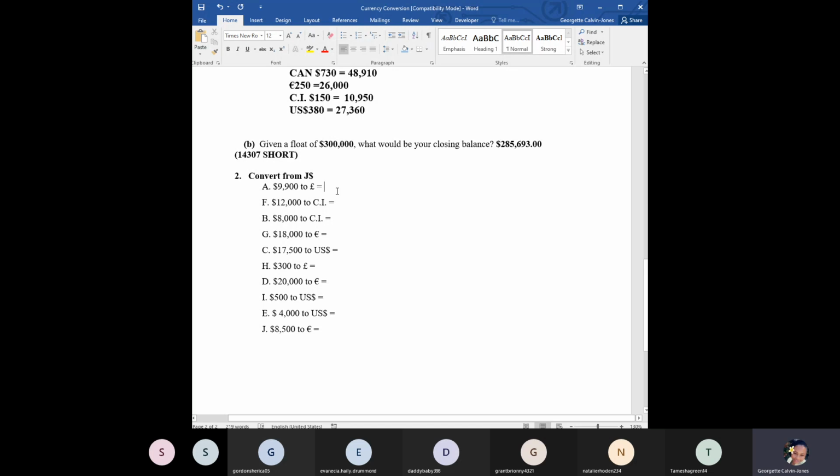So it's 77.9 or 78. All right, so it's 78, or if you don't want to round it off, it's 77.95. What do you divide it by? You divide the 9,900 by 127.